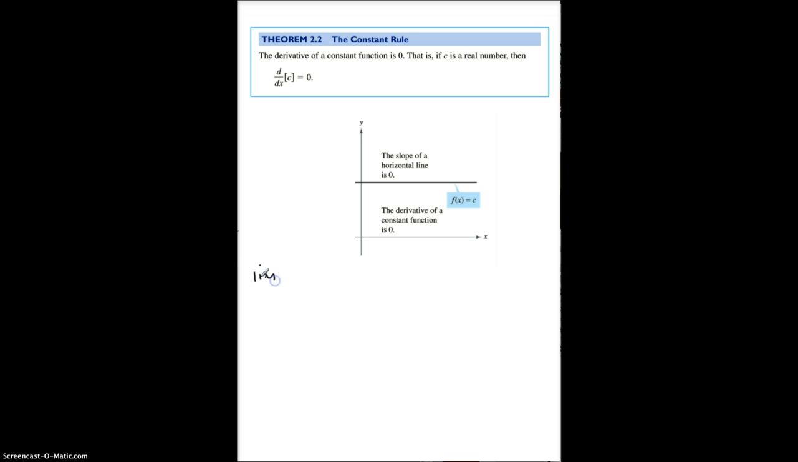let's go back to the original definition of a derivative. Say the limit as x goes to some constant c of f of x minus f of c divided by x minus c. Let's say our function is f of x equal to k. Then this becomes the limit as x approaches c of k minus k divided by x minus c, which is 0.